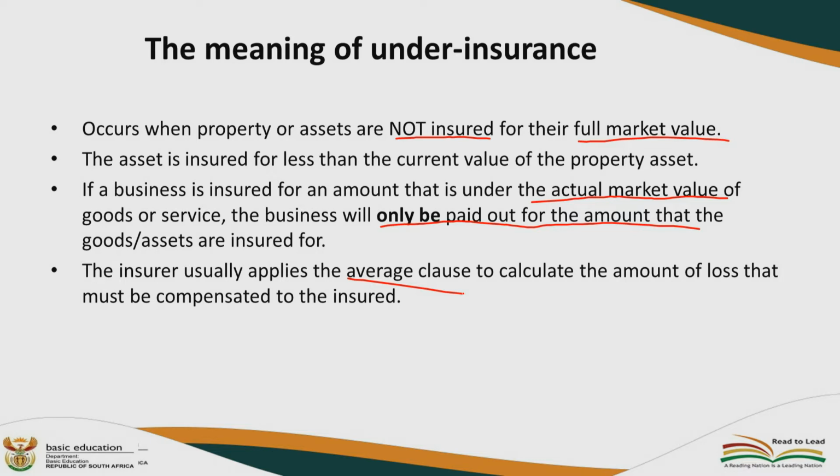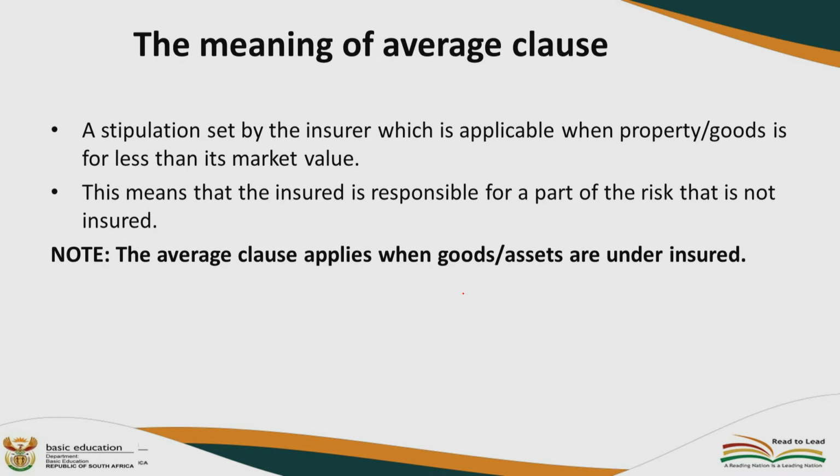What is the average clause? An average clause is a stipulation set by the insurer, which is applicable when property or goods is insured for less than its market value. This means that the insured is responsible for a part of the risk that is not insured. Meaning that if the damage or loss amounts to 40,000, then they will do their calculations. Then the insured will not receive 40,000, but will receive less than that. Why? Because the building or property was under insured.